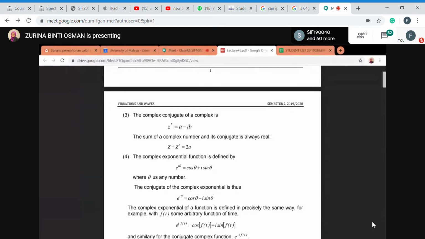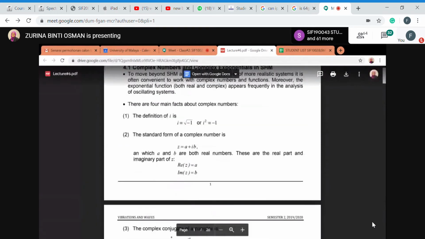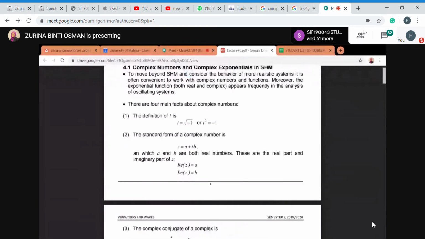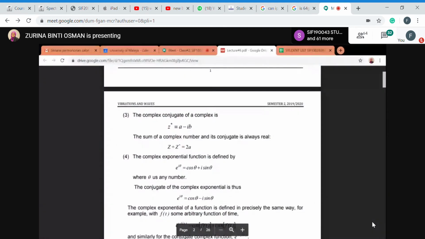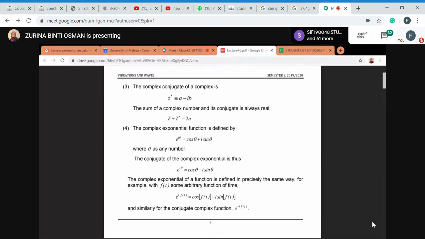So if z equals a plus ib, the difference is here, the sign. That's what we call a complex conjugate. And then the sum of the complex number, which is z plus z star, is equal to 2a. So this is always real, because a is a real number and there is no more i notation here.